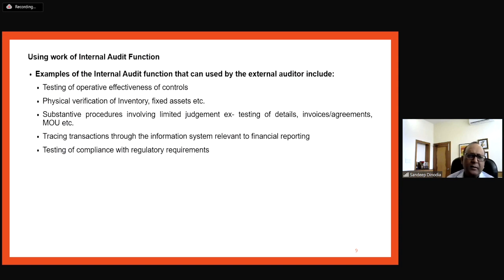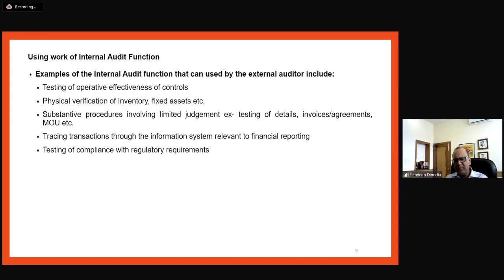etc. Substantive procedures involving limited judgment. Example, testing of details, invoices, agreements, MOU. So for the substantive procedures, if the internal auditor has looked at them, then we can structure our own audit program to rely in some part on the internal audit function, if he has done the checking of the invoices, etc.